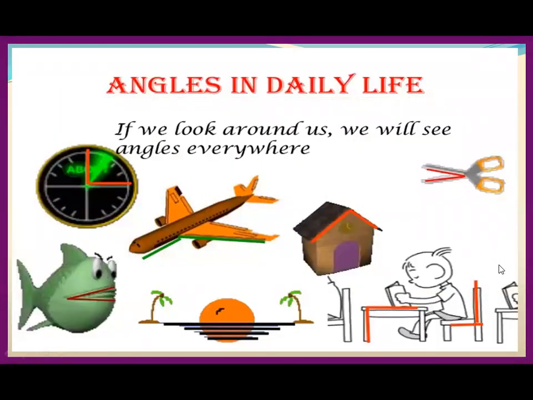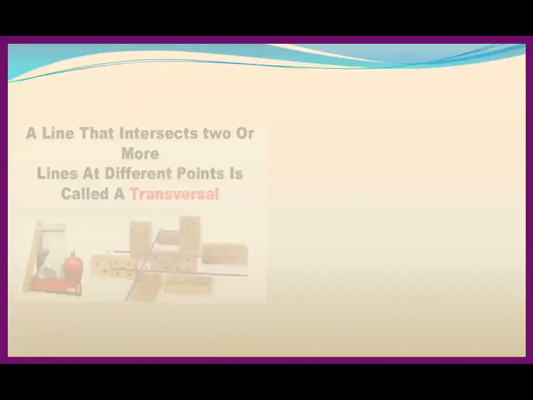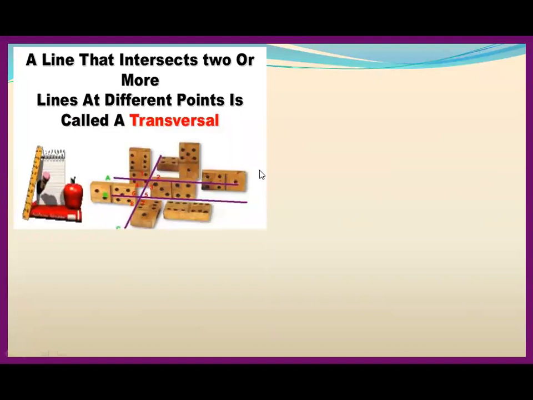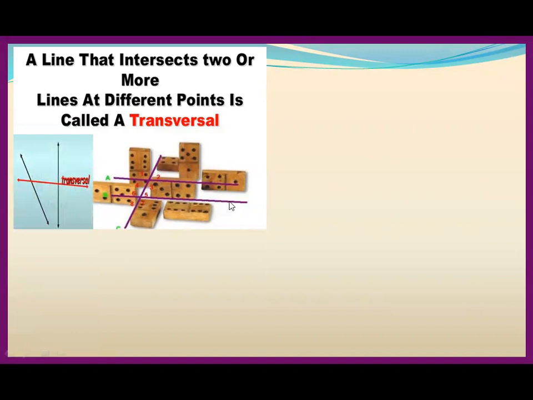So here are a few examples for you where you can see angles in our day-to-day life. And now we'll move into the parallel lines and transversal. A line that intersects two or more lines at different points is called a transversal. So here you can see two lines A and B, and C is the transversal. So I've given a more clear picture for you. A line that cuts across two or more lines at different points is called a transversal.